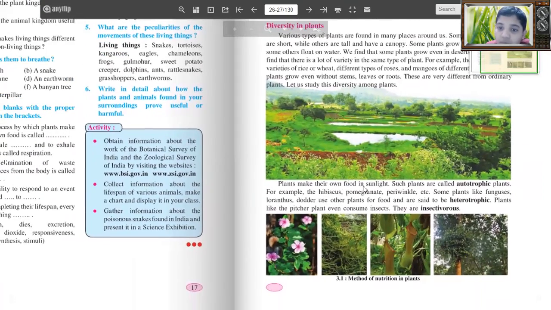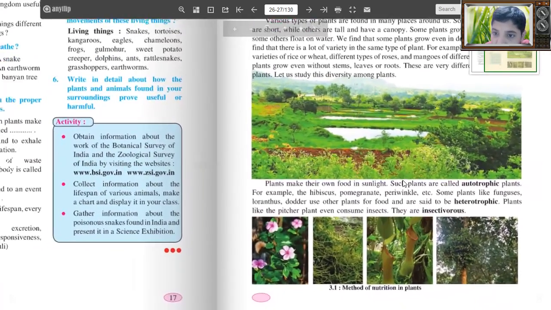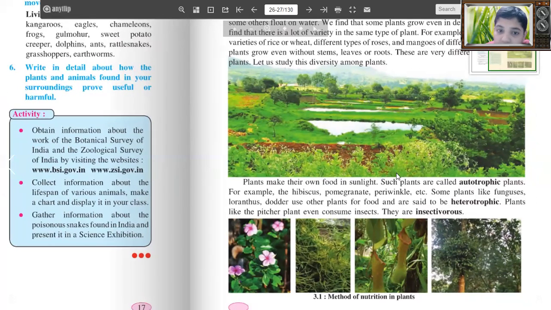Plants make their own food in sunlight. Such plants are called autotrophic, for example, the hibiscus, pomegranate, periwinkle, etc. Some plants like fungus, loranthus, and dodder use other plants for food and are said to be heterotrophic. Plants like the pitcher plant even consume insects. These are insectivorous.